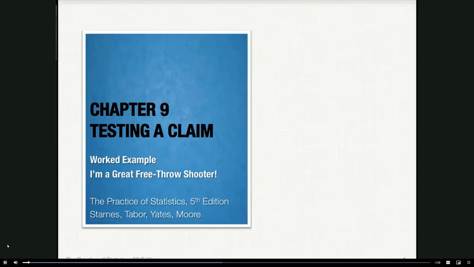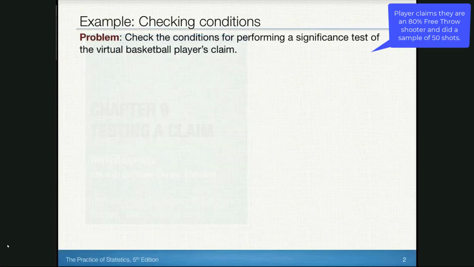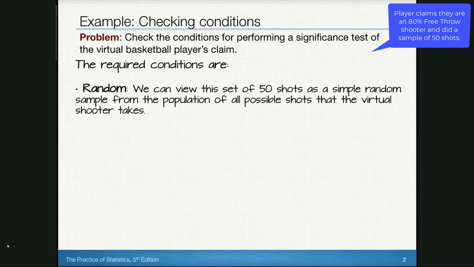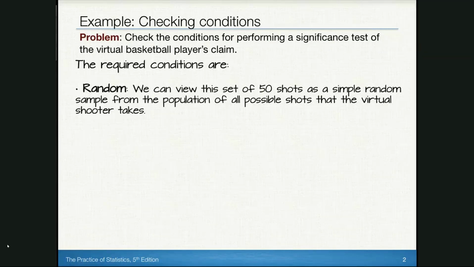Hi, this is Jason Molesky. In this example, we'll take a look at checking the conditions for a significance test of a population proportion. Specifically, let's check the conditions for testing the virtual basketball player's claim that he can make 80% of his free throws. The required conditions start with randomness. We can view the set of 50 shots as a simple random sample from the population of all possible shots the virtual shooter takes, so this condition is met.